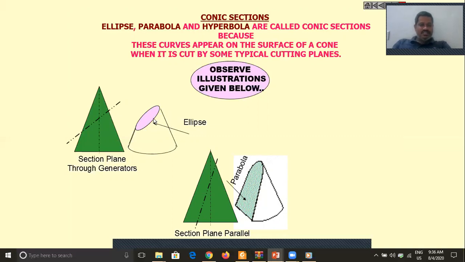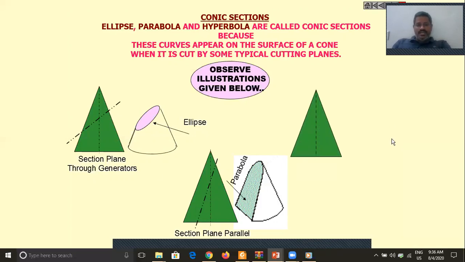So in the first case, the section plane is passing through the two generators. In this case, the section plane is parallel to one of the generators. So the surface that we get is a parabola. The surface that we get is in the shape of an ellipse. So ellipse and parabola. Now let me move further to see.